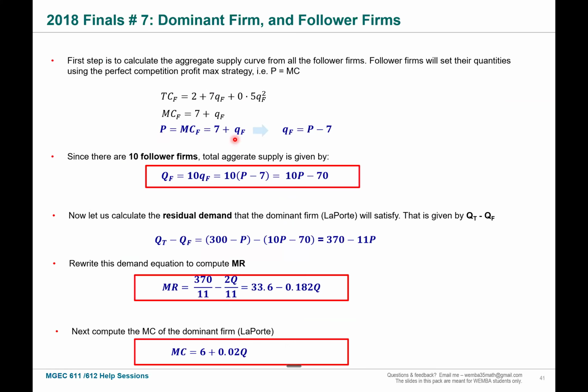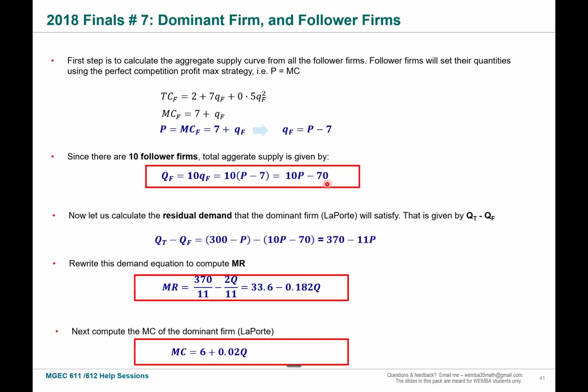So price equals 7 plus Q. So from here, you get Q as a function of price. Q equals P minus 7. That is the supply equation for one follower firm. Since there are 10 follower firms, the total supply for follower firms is 10 times QF, and that's 10P minus 70. That is the total supply from the 10 follower firms.